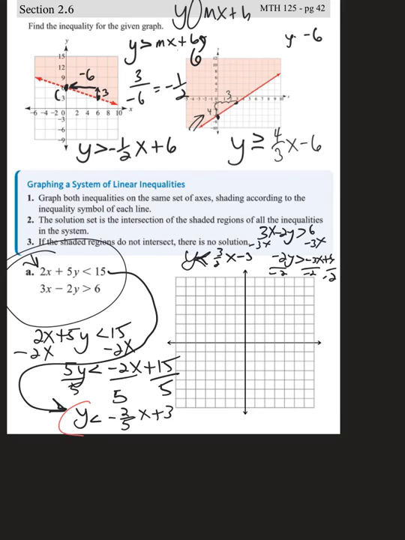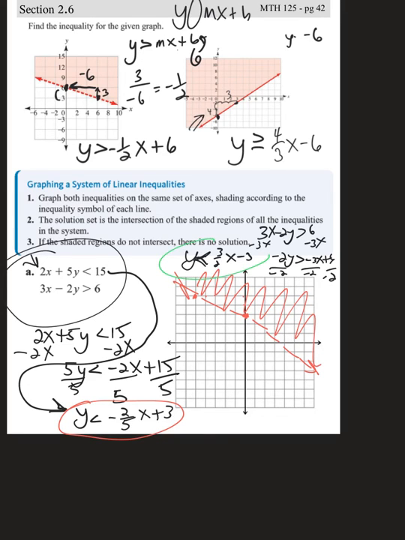I'm going to start by graphing this one. Go up 3 units. Rise 2. Run negative 5. Dotted line. This says greater than.